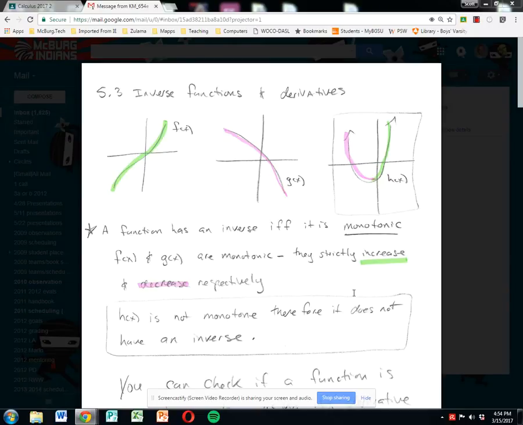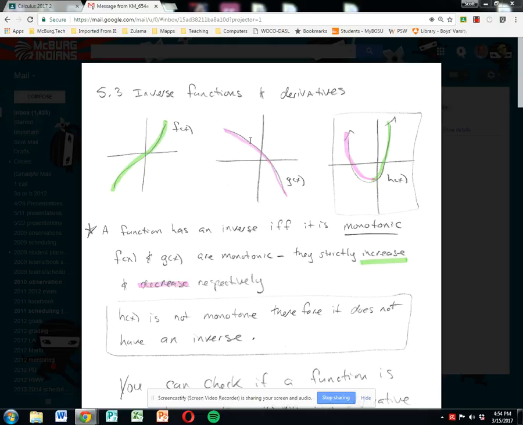All right, inverse functions and derivatives. Let's talk first about slopes of lines. So in this particular line, the function, all the tangent slopes are positive. They would be uphill left to right. Therefore, this graph is what we call strictly increasing.